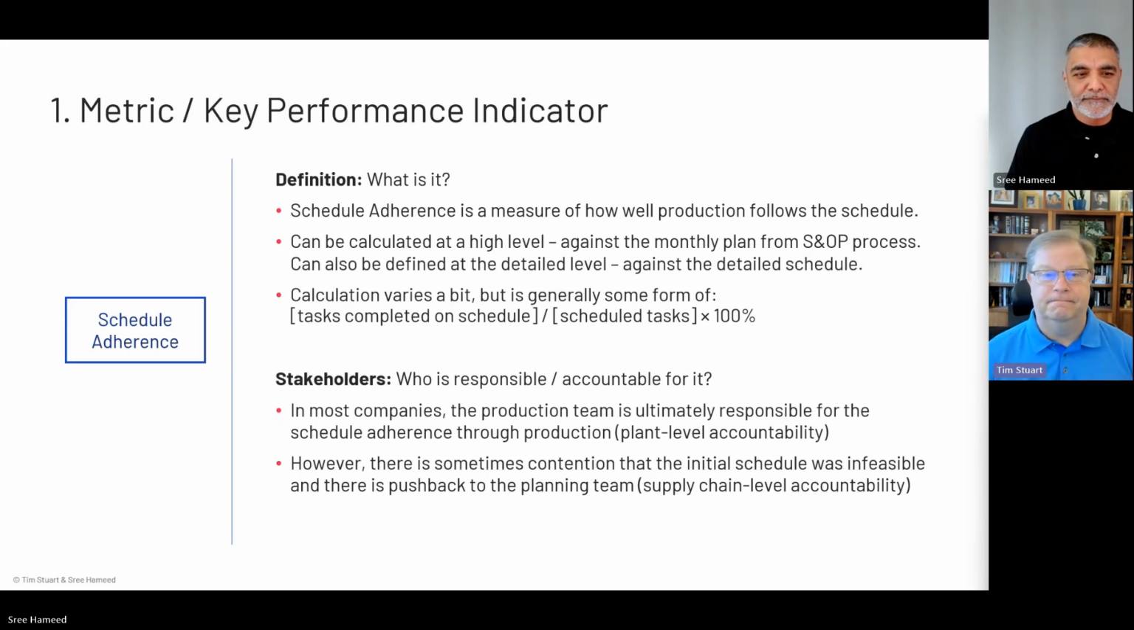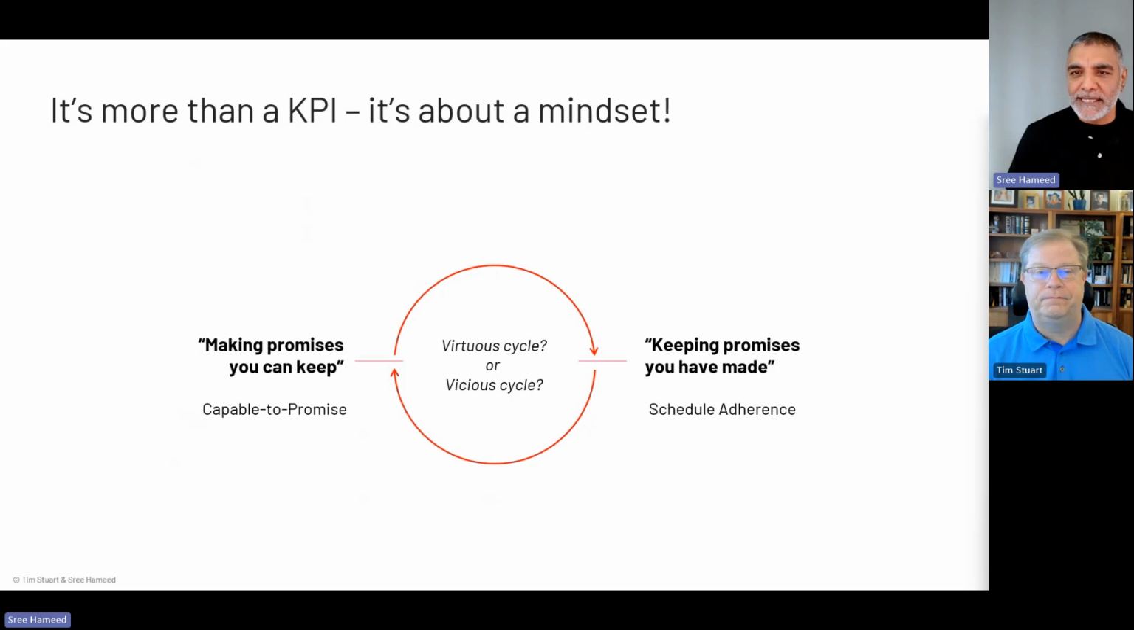Let's talk a little bit about mindset. In our view, consistently achieving schedule adherence is really about a mindset. And that mindset can be summed up as making promises you can keep and keeping the promises you've made. If we think of schedule adherence as simply a KPI, then it is a measure of kept promises, and that's all. In other words, it's a lagging indicator.